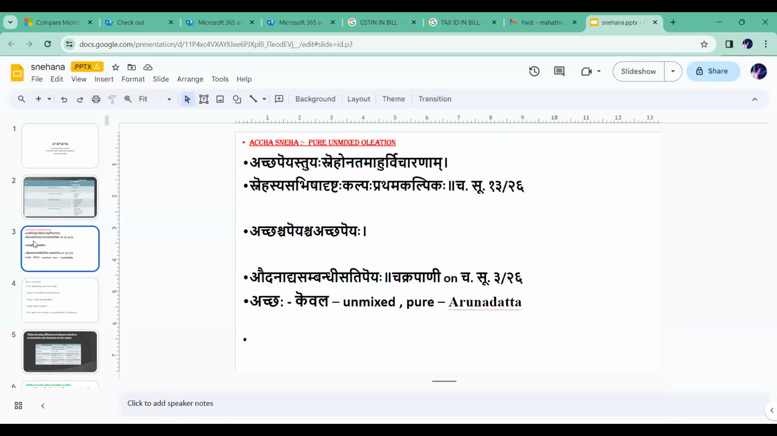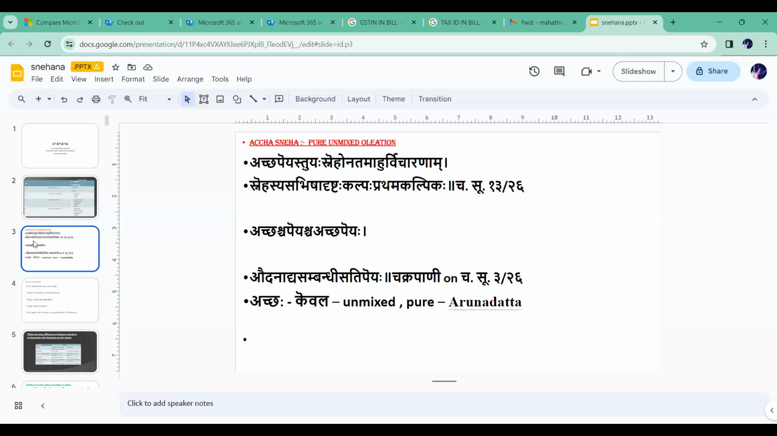Then what is Acha Sneham? Acha Payastu Sneho Tamahur Vicharnam Snehasya Avidrishta Kalpaha Pradama Kalpikaha. This word Pradama Kalpikaha is very important because many people ask, you have Sadhya Sneham, you have Vicharna Sneham, you have Uttarabhaktika Sneham, you have different Snehas, but if somebody wants to achieve very good and great results, Acha Peya is the Pradama Kalpika, the best and foremost, if you want to get the best results. So that's why this word Pradama Kalpikaha is mentioned.